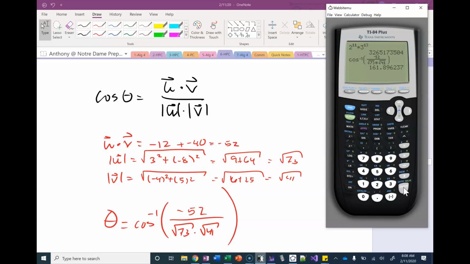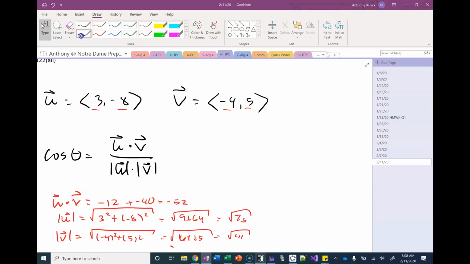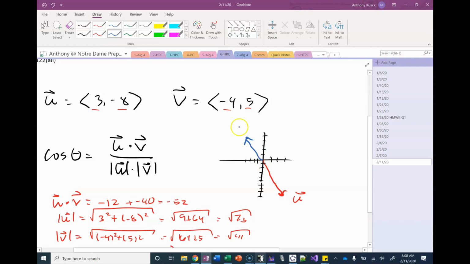Yeah. What if I just graph these two vectors? So 1, 2, 3, 1, 2, 3, 4, 5, 6, 7, 8. So there's u. And then 1, 2, 3, 4, 1, 2, 3, 4, 5. So there's v. And the angle between them is going to be the smaller of the two directions.